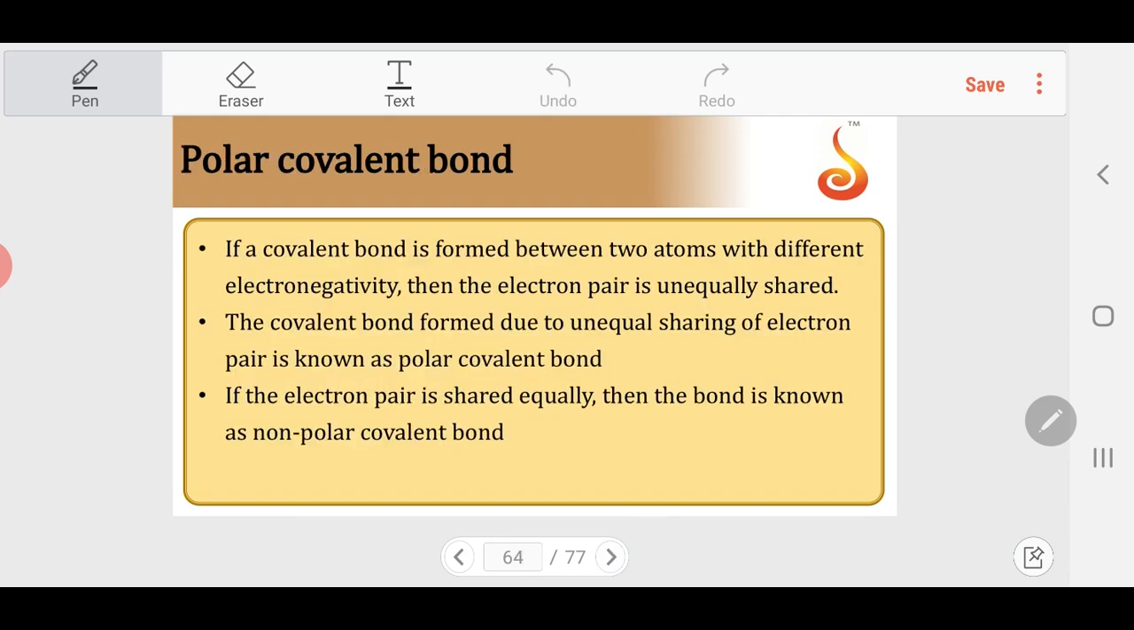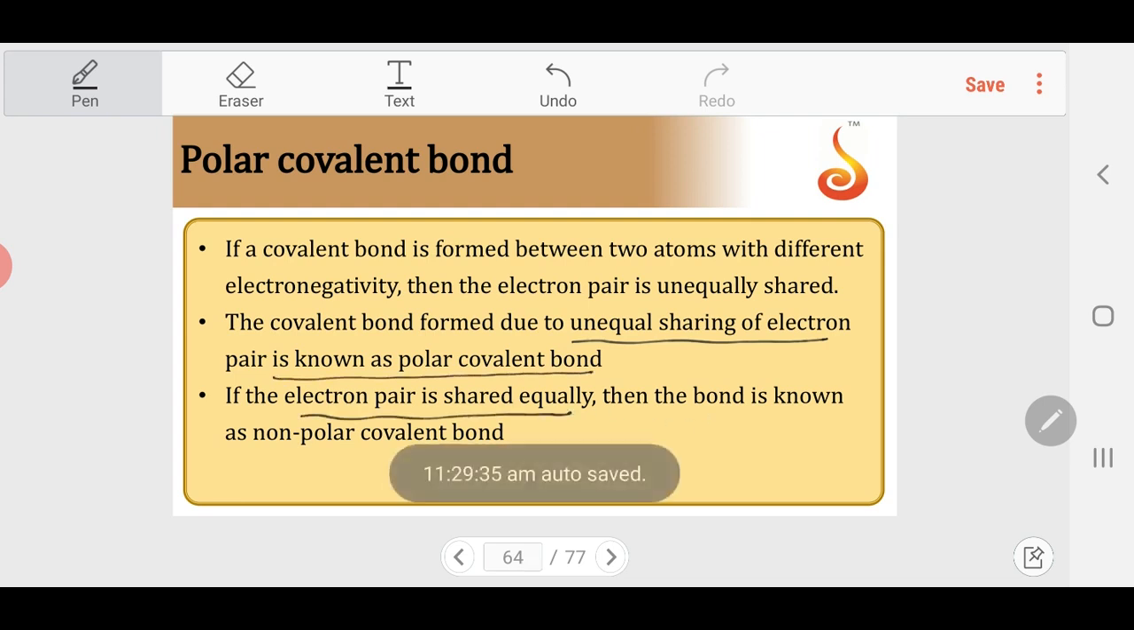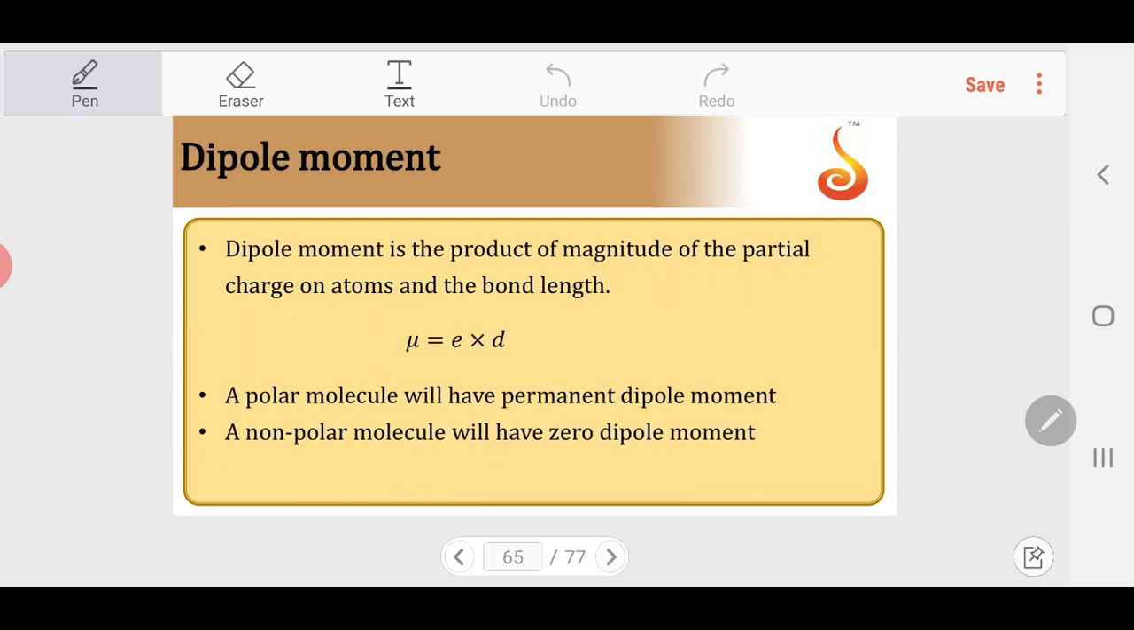Moving to polar covalent bond. If the covalent bond is formed between two atoms of different electronegativity, then the electron pair is unequally shared. If there is unequal sharing of electrons, the bond is known as a polar covalent bond. If the electron pair is shared equally, if the electronegativity is the same for two atoms, the bond will always be a non-polar covalent bond. In a polar molecule, there is a property called dipole moment.